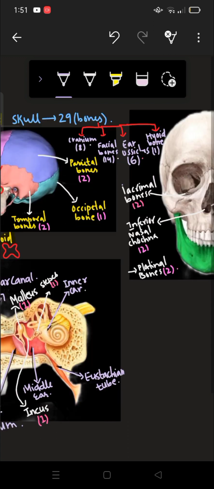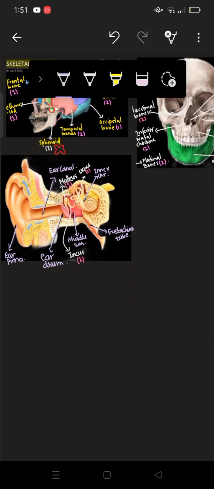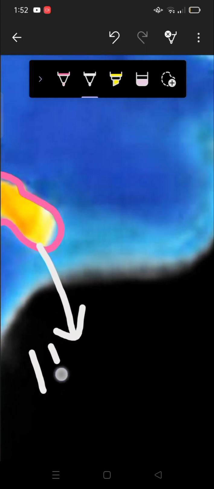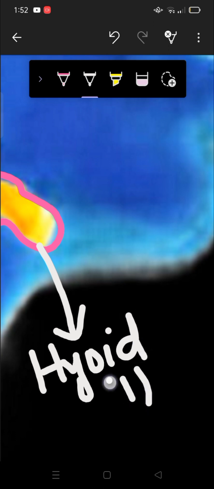So we are going to see the diagram of that as well, what it looks like. Now we are going to check the structure of the hyoid bone. As you can see here, we have this hyoid bone. This is the hyoid bone, which is only 1 in number.